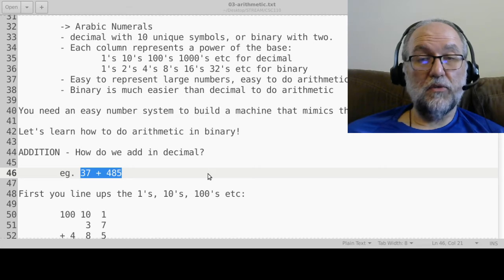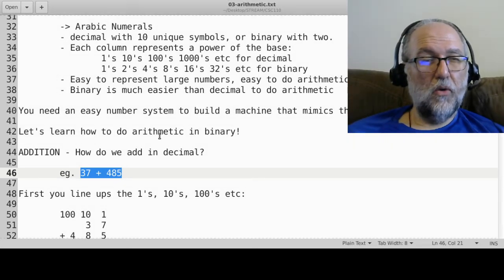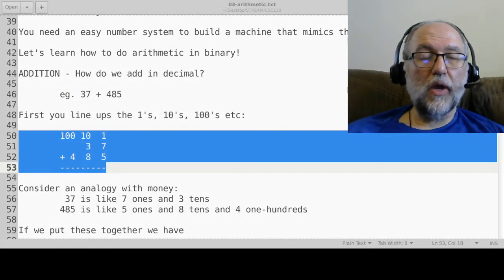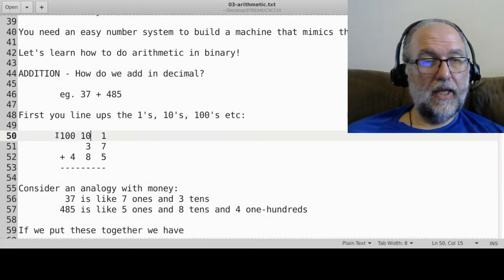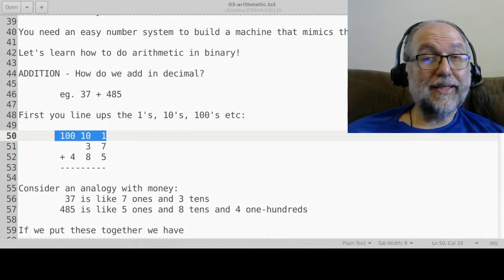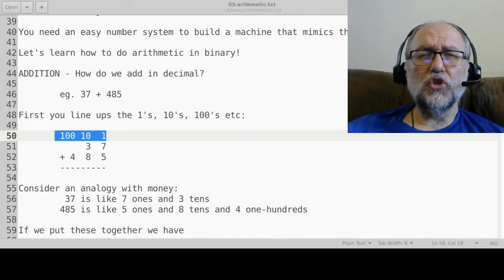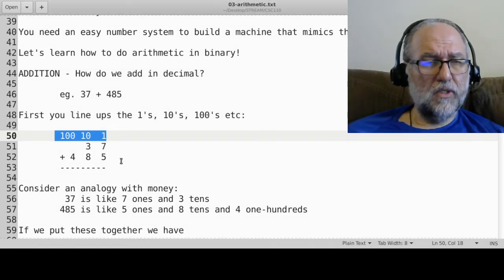And the first thing you would have to do is what? Line up the columns. So here I'm lining up the columns like that. Now, what you're seeing there on the first row is the hundreds, tens, and ones. That's not part of the addition. You don't have to put that in there. I put that in there just to remind you what those columns mean.